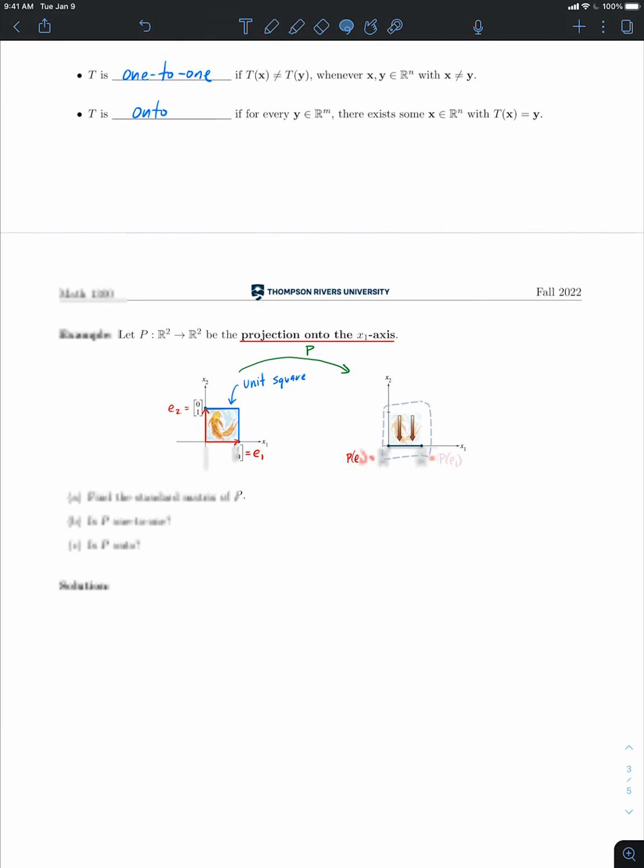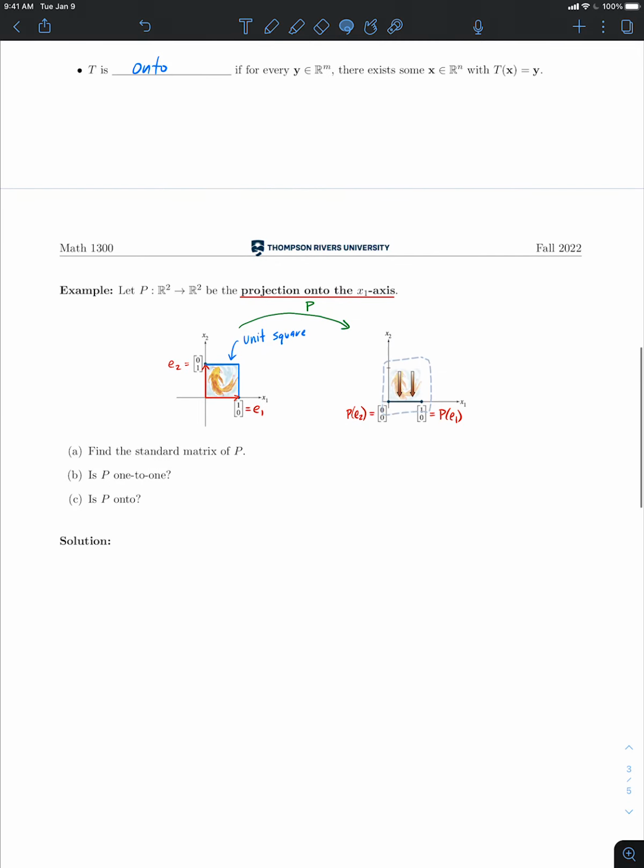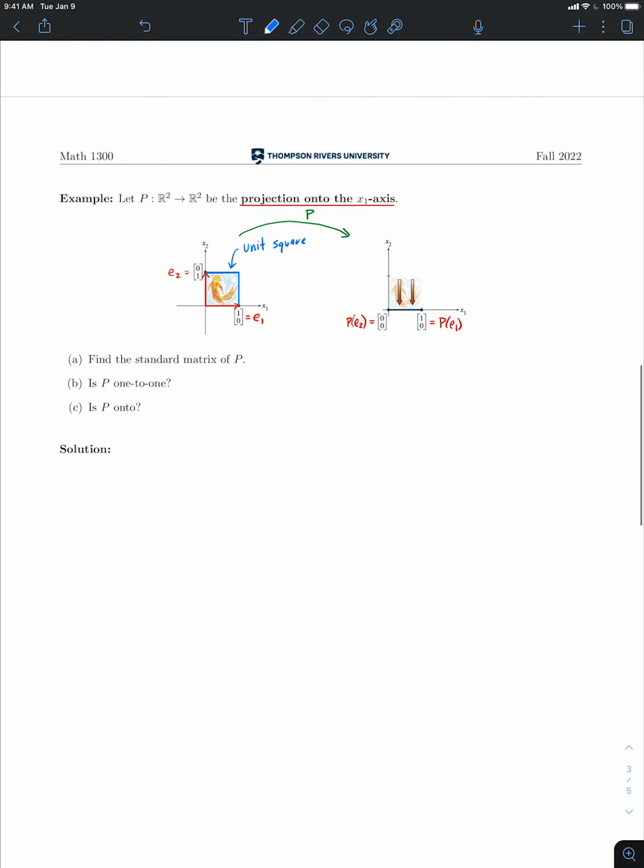So I'm going to zoom back out here and we'll consider some of these questions. So part A, find the standard matrix. Well, we already have done the work for that, because remember, to find the standard matrix, you just need to figure out what the transformation does to each of the standard basis vectors, and we've already made those observations.